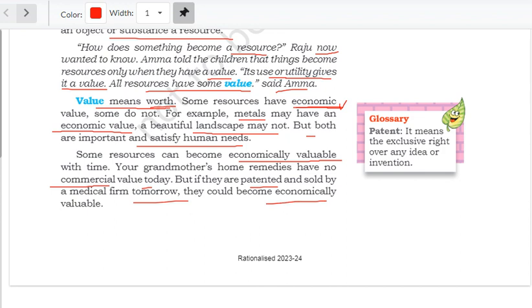So what happens if the same home remedy is patented by a medical firm? It would become very valuable. Patent, what do you mean by patent? It means the exclusive right over any idea or invention. If you claim your right over it, it is called a patent. Okay.